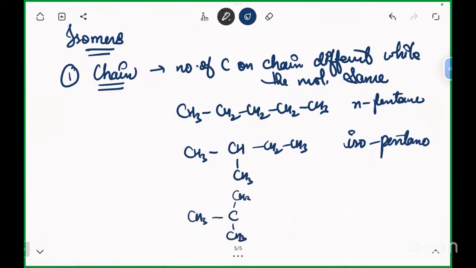CH3 above it, CH3 on the right side, and CH3 on the left. So all the carbon valencies are occupied by CH3. This condition is known as neo, so it is known as neopentane. So this is only about chain isomerism.